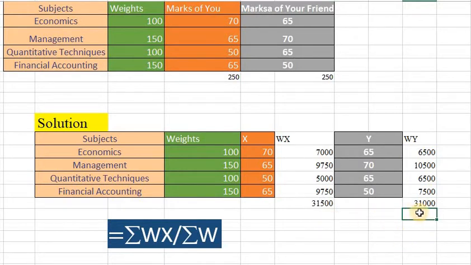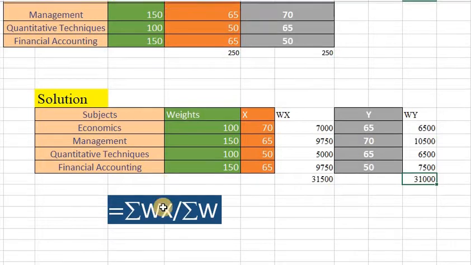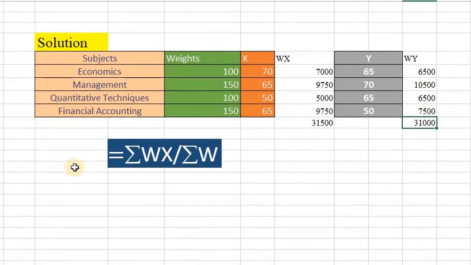You can find out the difference now. Earlier it was the same marks, 250 and 250, but here the marks are different: 31,500 and here 31,000. So now just apply the values to the formula. In case of you, I'll write U. The marks equal summation WX, 31,500, divided by the total weights or summation W.